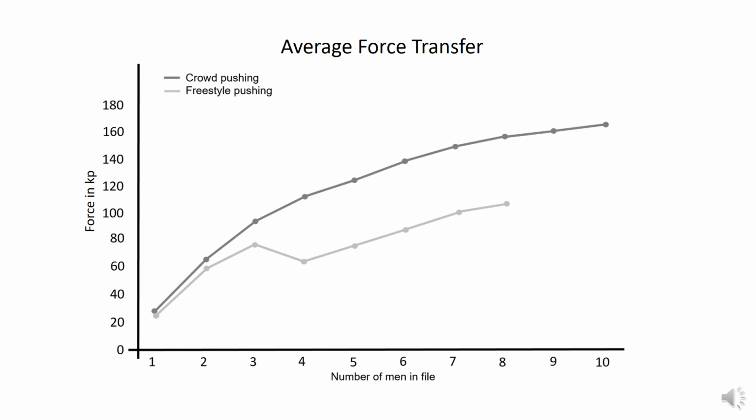Underneath, you can see a second line, and the top line is the force that was put out by the men who were pushing like a crowd, leaning against each other. And the bottom line is men who had not been trained to push like a crowd, but were trying to push as the old orthodoxy had suggested. And you can see the crowd style of pushing puts out a lot more force and a lot more average force.